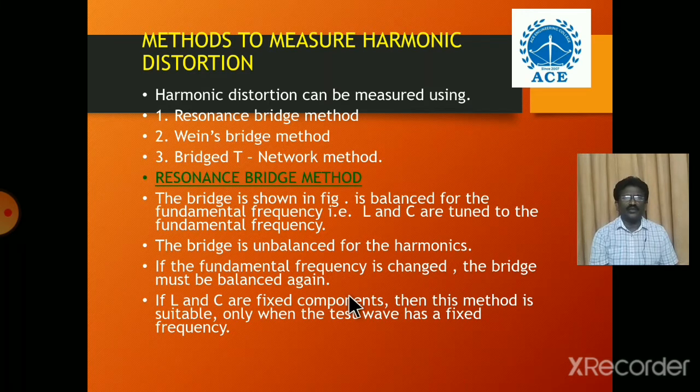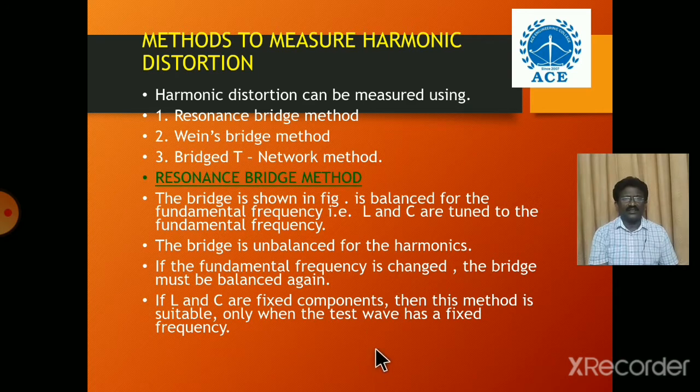So, methods to measure harmonic distortion. Generally, we use three methods to find harmonic distortion. The first one is the resonance bridge method, the second is the Wien's bridge method, and the third is the BGT network method.